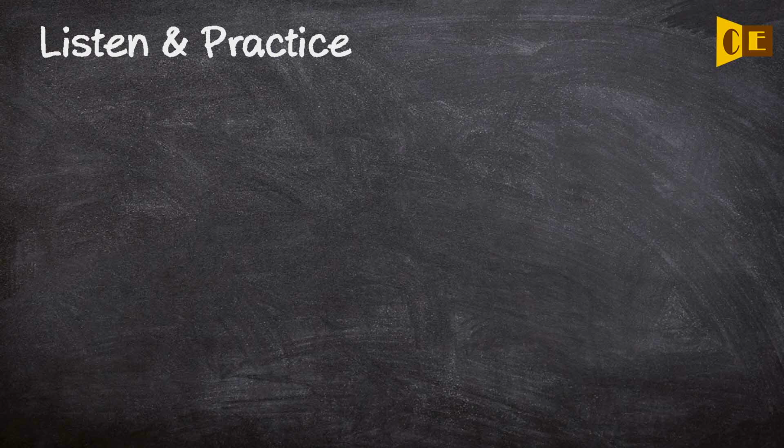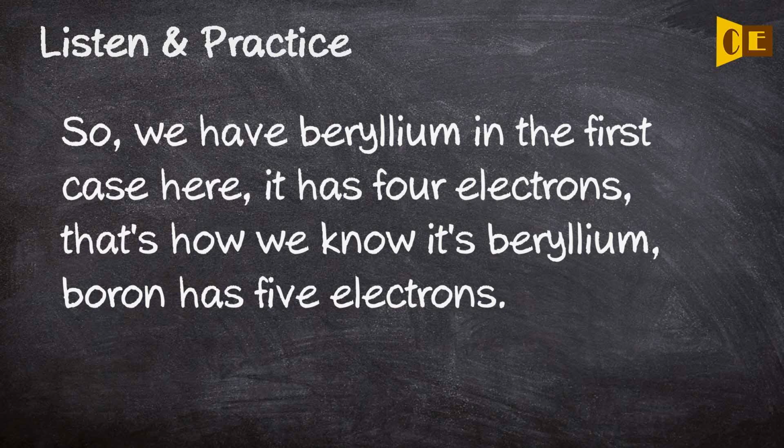So, we have beryllium in the first case here. It has 4 electrons. That's how we know it's beryllium. Boron has 5 electrons.